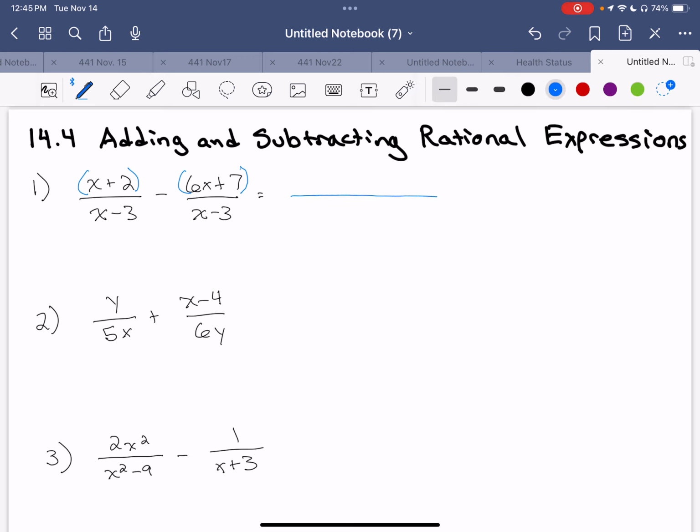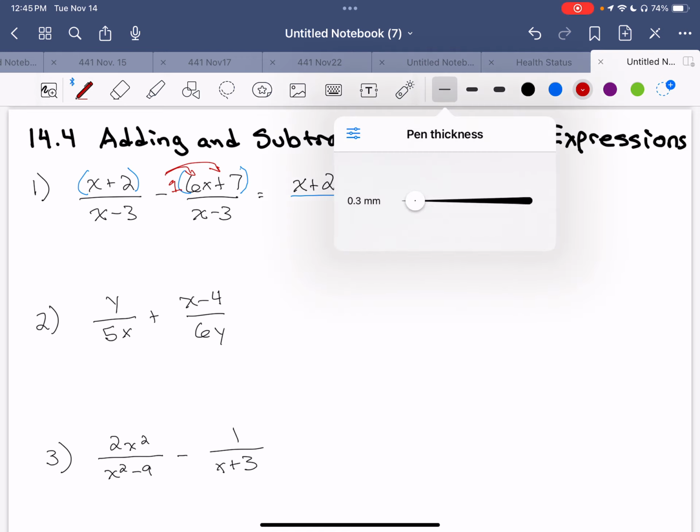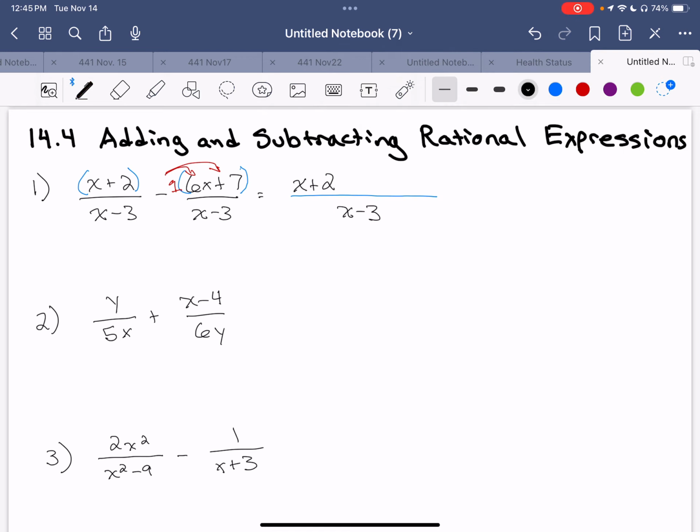Everything is over x minus 3. The first term was positive, so it's x plus 2. And then we have this negative distributed on negative 1, we can say. That's distributed, so we end up with negative 6x minus 7. Take your time on that step to not lose the negative sign.